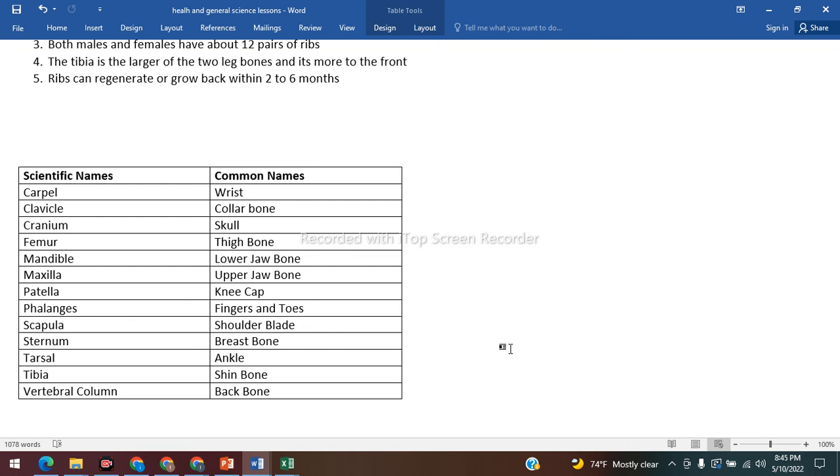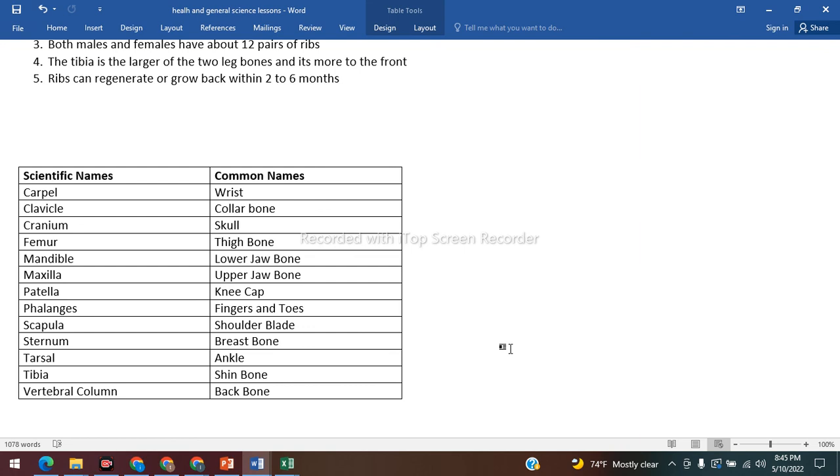All right. So, what else we have to say concerning the bones? Okay, so quick questions on the bone. Name two minerals in the bone tissue that make it hard. Calcium. And phosphorus.